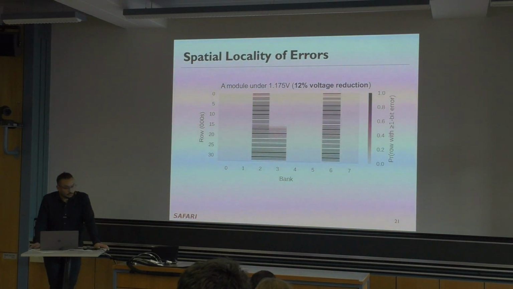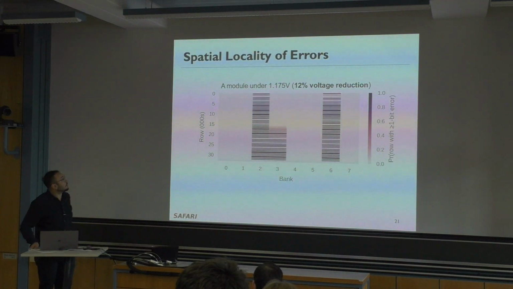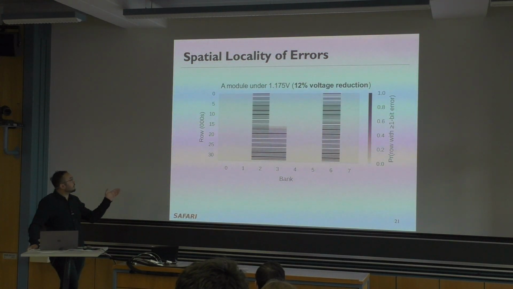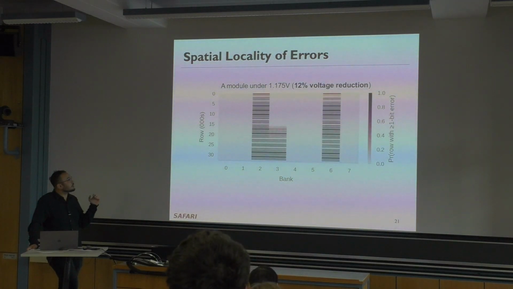And here is another observation that we had. This is a nice heat map that shows the bit error rate locations by the rows in a DRAM chip. On the x-axis you see the banks, and on the y-axis you see the rows, and the color shows the bit error rate of each individual row. So this is a very nice clustering of the bit errors, right? Clearly we see that some banks are more vulnerable to this kind of errors than others.